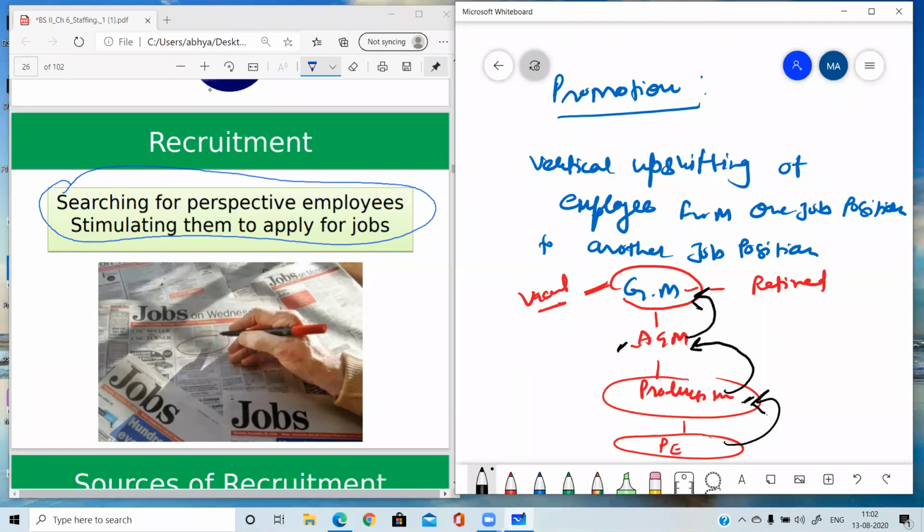So we can say that if promotion happens in the organization, then it creates a chain of promotions. Why? Because if one person is shifted upward, that is why it is said vertical upward shifting of employee from one job position to another. And if promotions happen in the organization, then it creates a chain of promotions, because if one person is promoted, then his job position will be vacant.